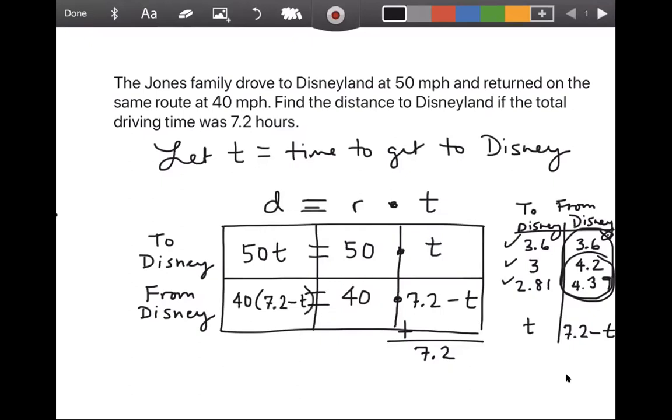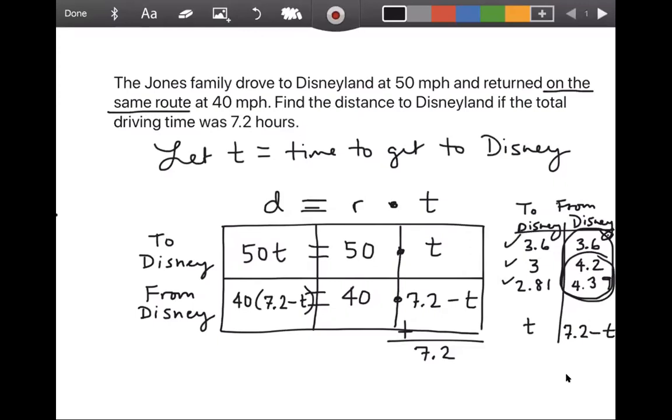So look this over for just a minute. Pause the video if you want to think about it. I definitely encourage that. So what's going to give us our equation? I'll give you a hint. They drove to Disneyland and returned home on the same route. That's your hint for how to come up with this equation.